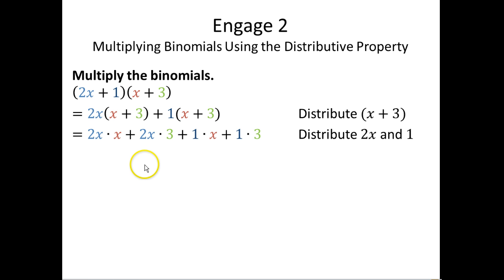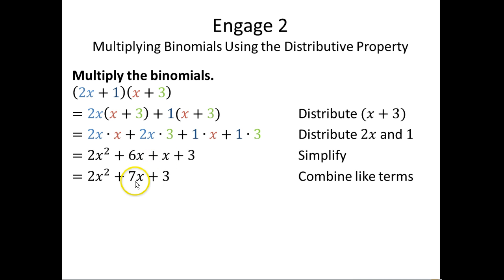After I've done that, I distribute once again, because notice I have 2x on the outside of these parentheses. I can distribute the 2x inside, which gives me 2x times x, plus 2x times 3. Doing the same thing with the 1, I get 1 times x plus 1 times 3. Then I just simplify. I can write 2 times x simply as 2x squared, 2x times 3 as 6x, 1 times x as x, plus 1 times 3, which is just 3.